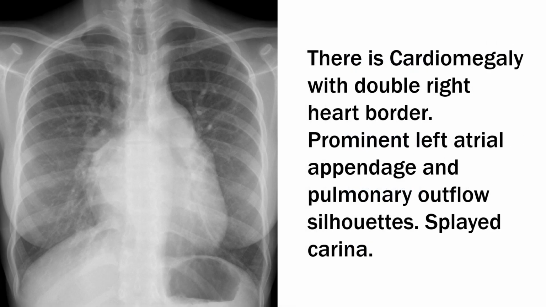In this X-ray, there is cardiomegaly with double right heart border, prominent left atrial appendage and pulmonary outflow silhouettes, splayed carina. This is the third mogul sign.